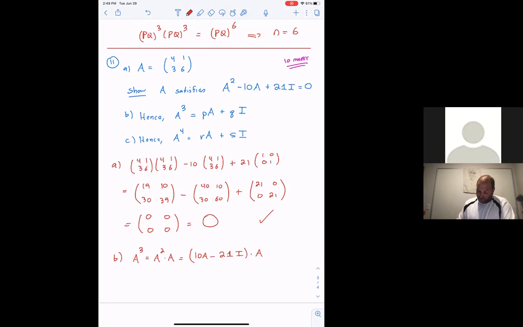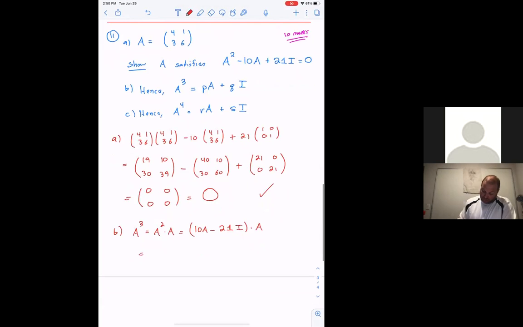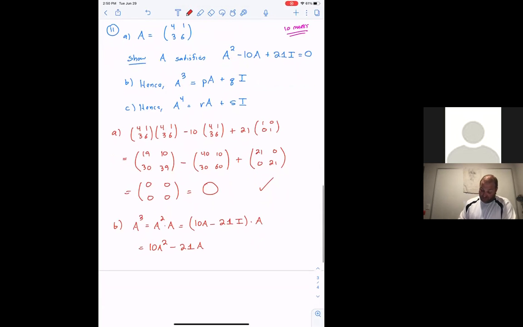So we have A cubed is the same thing as 10A minus 21I times A, which when I distribute gives me 10A squared minus 21A. Well, I can't have any A squareds, so let's again replace A squared with 10A minus 21I, giving me 100A minus 210I minus 21A, or 79A minus 210I.